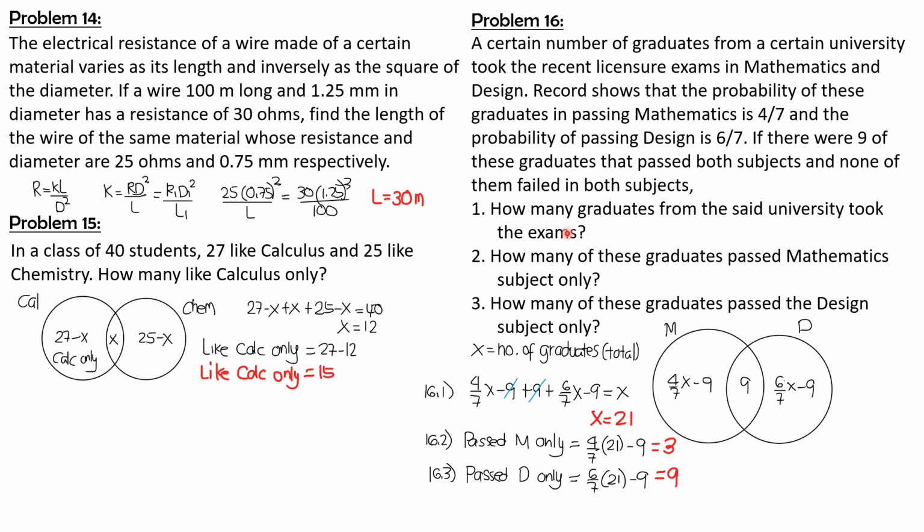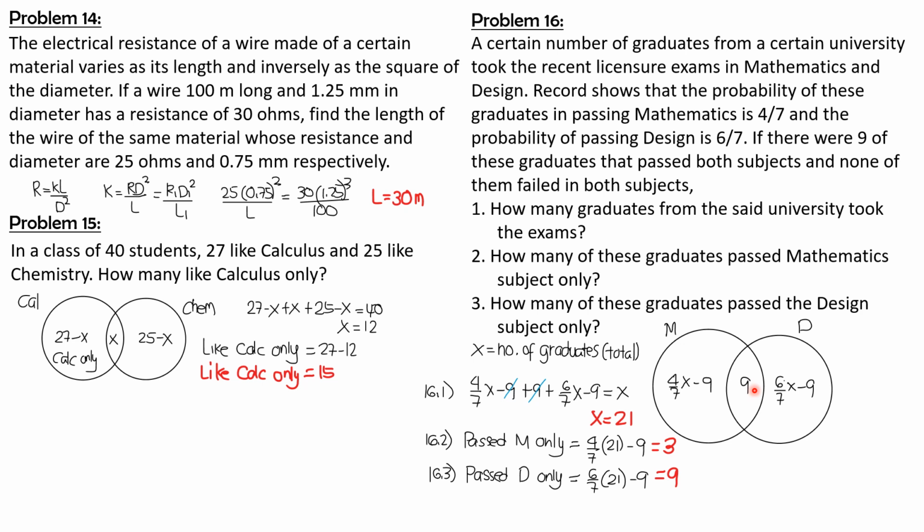And we will call that x. How many of these graduates passed mathematics subject only? How many of these graduates passed the design subject only? So these are the representation of sets: the set of those passing mathematics, then the set of those who pass design. Then, because there were 9 of the graduates who passed both math and design, place it here.